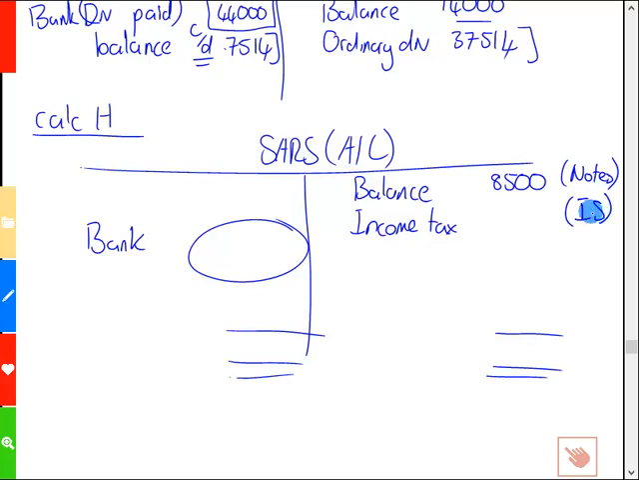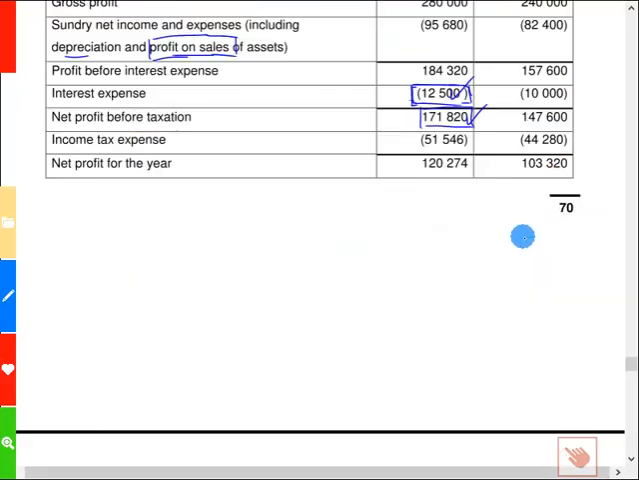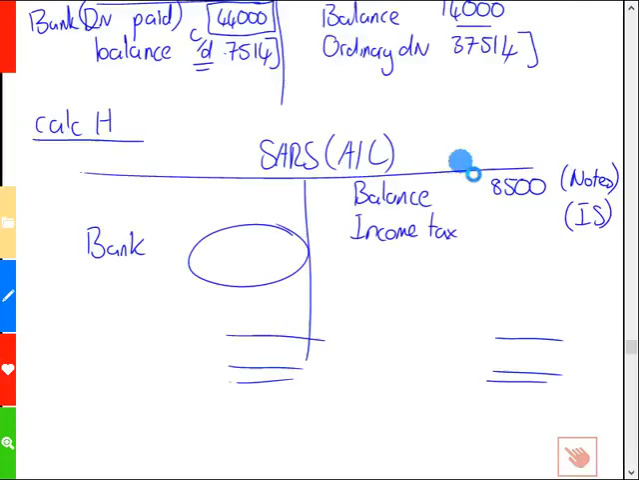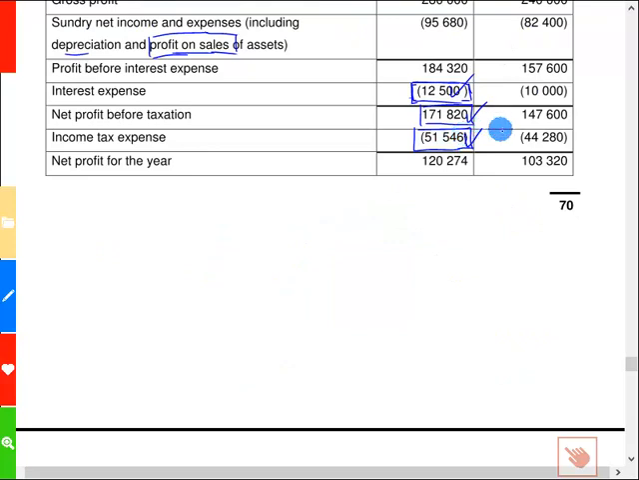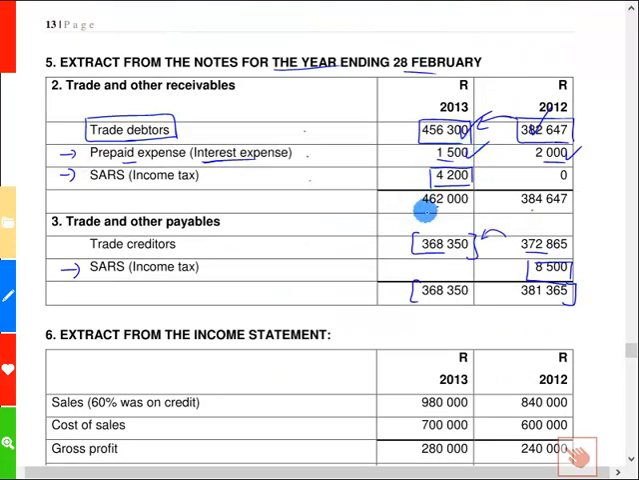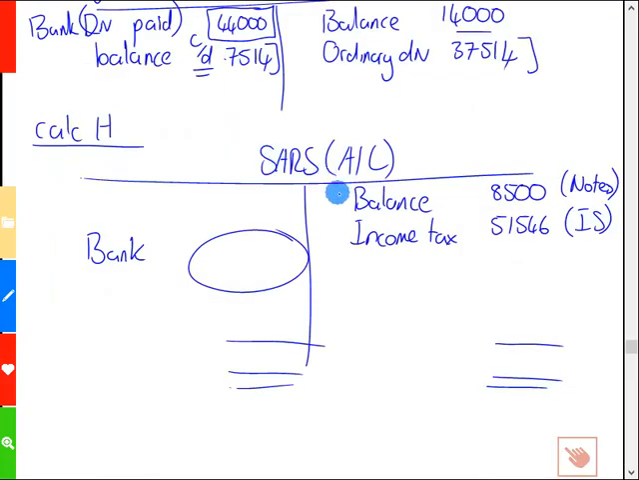Going to get it from my income statement. So if we go down to the income statement, we see income tax is 51,546. You fill that in there, 51,546. And then we know, so we dealt with that. We know that the income tax balance at the end of the year is 4,200 as an asset. All right. So if it's an asset, that means the balance carried down would be, have a look here.